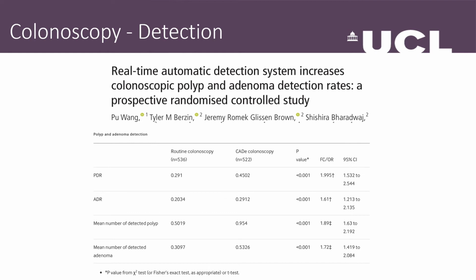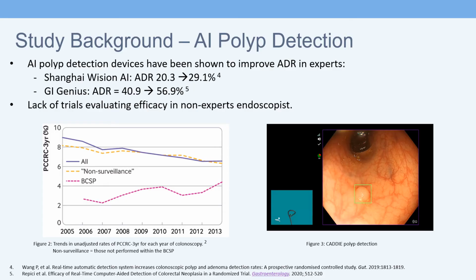The mean number of polyps detected, statistically significant. And again, the mean number of adenomas detected, statistically significant. So this is essentially allowing us to use a tool that is improving on our abilities as an endoscopist. And we can use some of the commercially available tools, so GI Genius is one of them, and you can see that the adenoma detection rate increases.